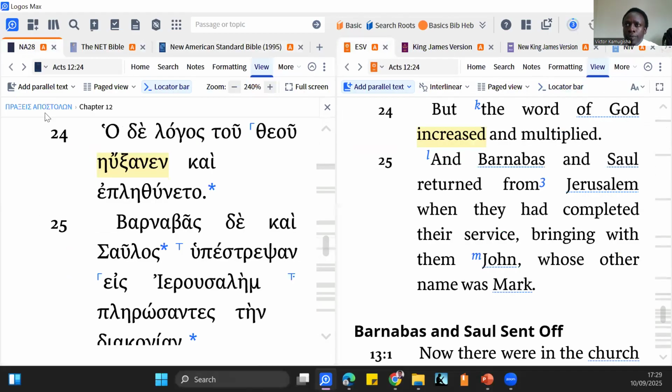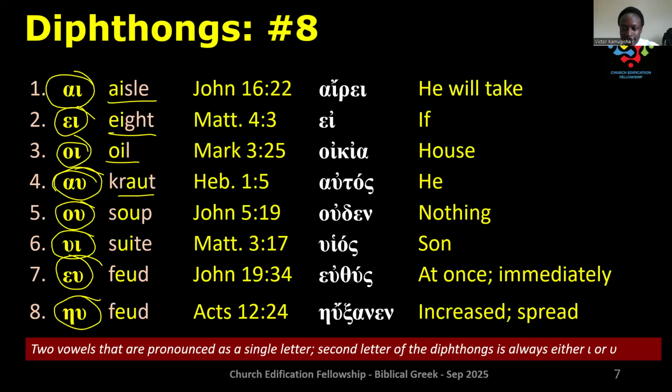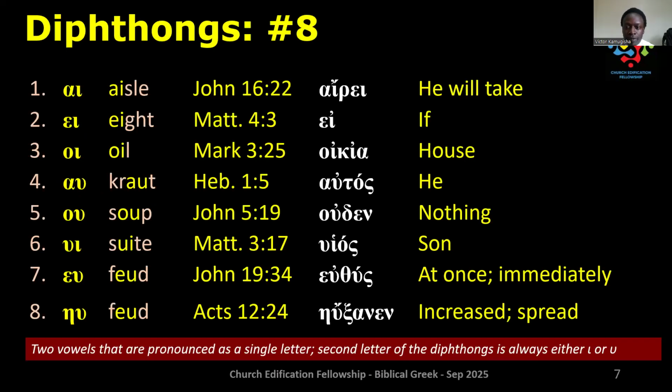From the New Testament, you see, I have the eta and the upsilon that forms a diphthong, so I read it as ixanen. So that's increase, kept on growing, continue to grow, continue to spread. So that summarizes the work on diphthongs.